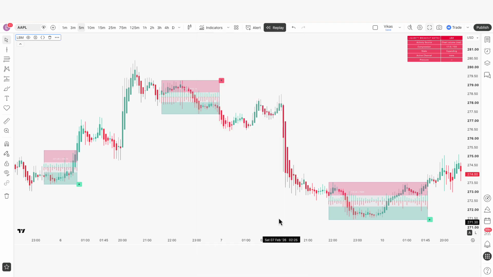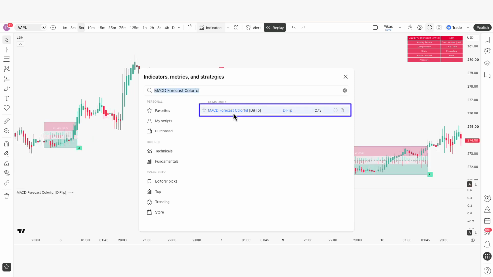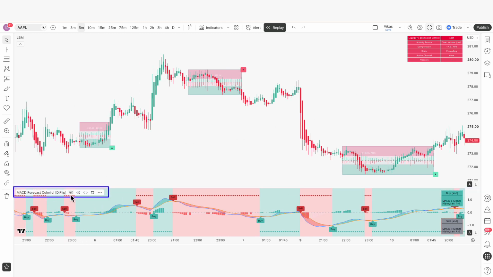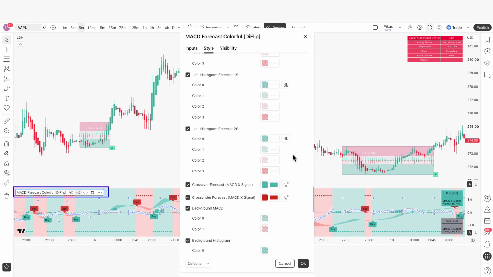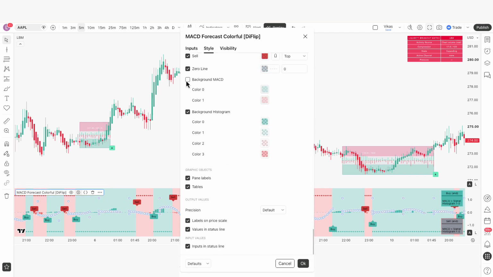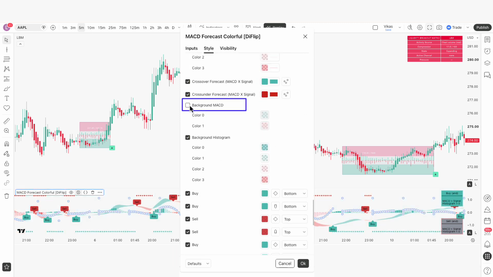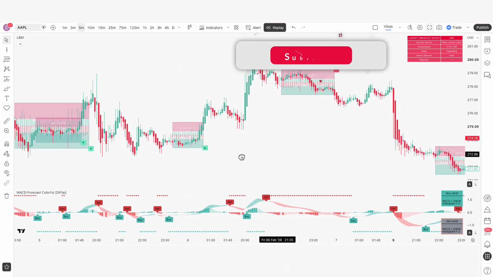Now we'll add one more indicator to make this strategy more powerful. In the indicator search, type MACD forecast colorful die flip, and select the one called MACD forecast colorful, created by die flip. Now let's access the settings of this indicator so we can modify it to suit our strategy. If there are any options you wish to hide, do so to keep the chart clean and easy to read. Finally, click OK. Our complete trading setup is now ready.